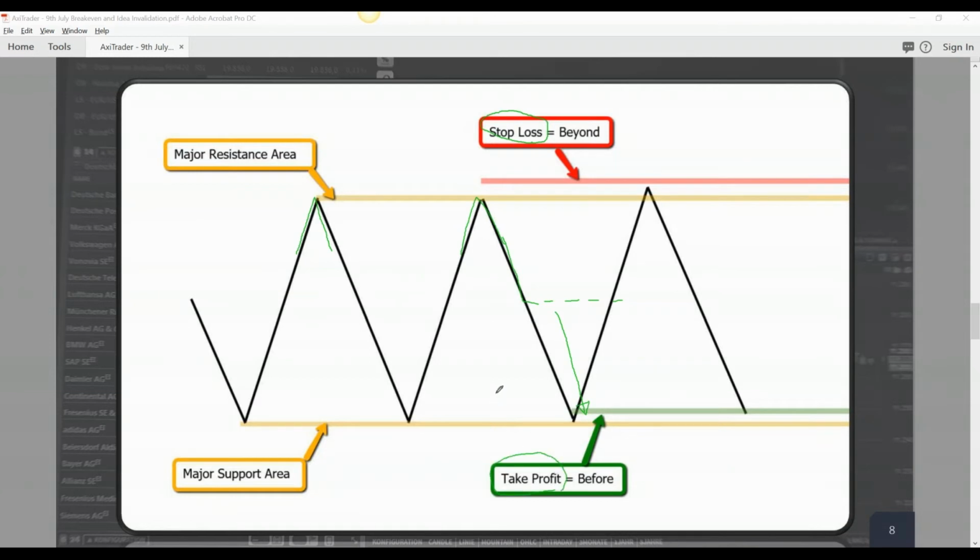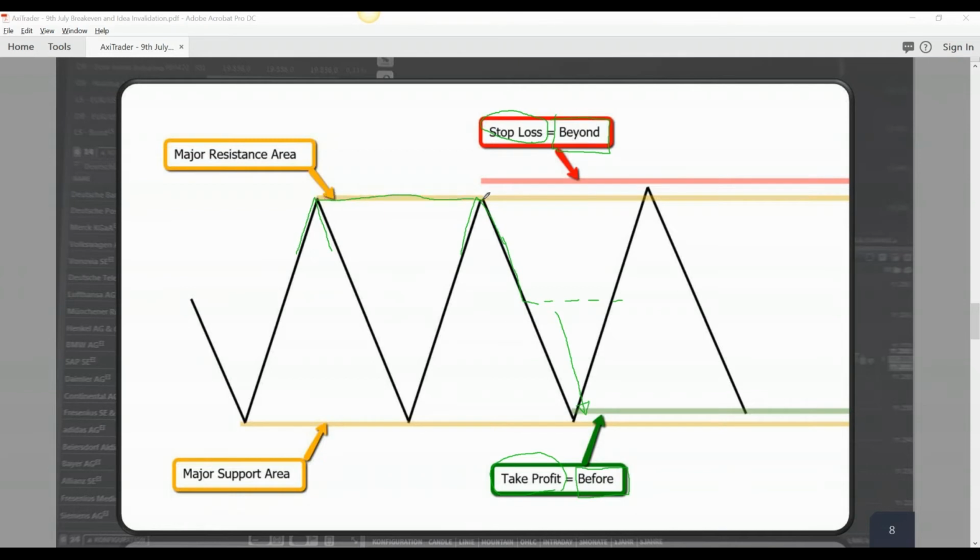Now, what do I mean by before and beyond? Your stop loss always has to be placed beyond a key level, and your take profit is always placed before a key level. Now, what do I mean by key levels? Key levels can be defined in many different ways. You can use support resistance, you can use Fibonacci, you can use Gann angles, you can use astrology, you can use whatever it is. Everyone has their own way of defining a key level. But however it is, we'll look at the most simple form, which is swing high resistance.